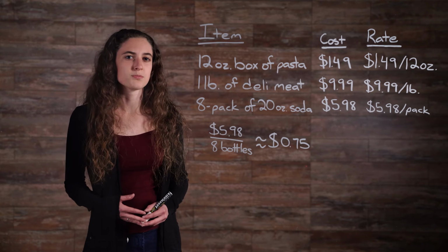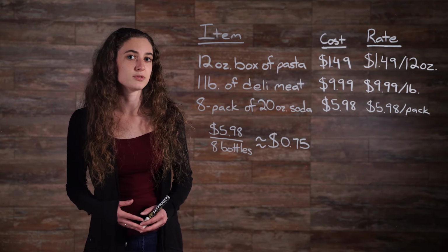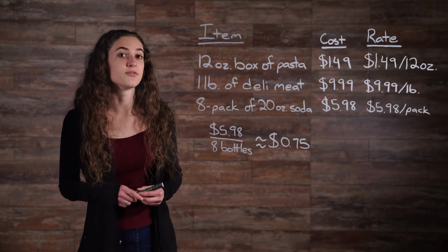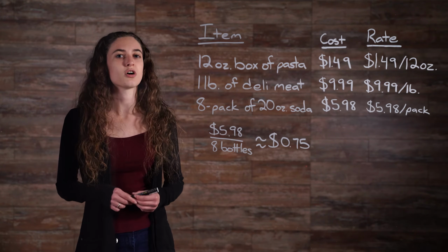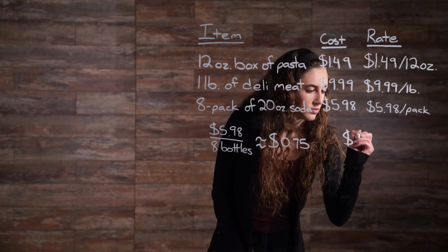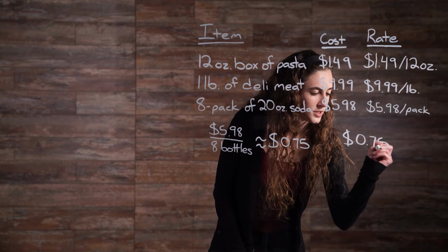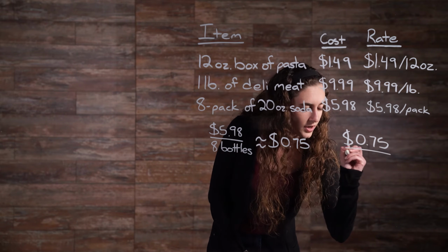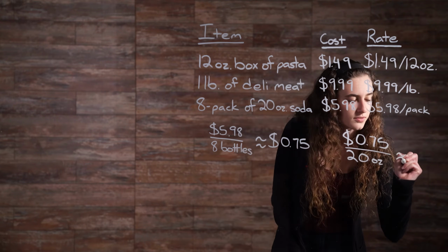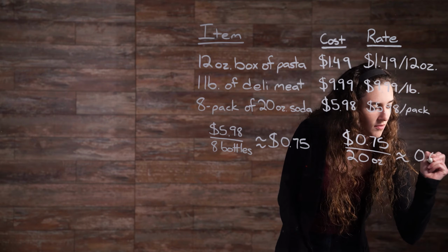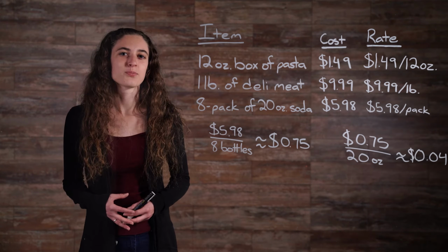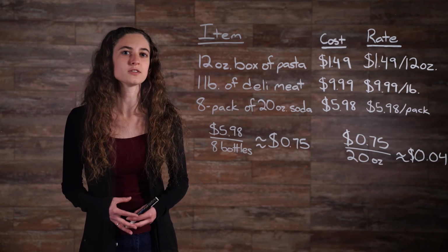Let's break down the soda cost per bottle further to determine the cost per ounce. If one 20-ounce bottle costs roughly 75 cents, then dividing that cost by 20 ounces reveals the cost per ounce. So 75 cents divided by 20 ounces gives you roughly 4 cents per ounce.